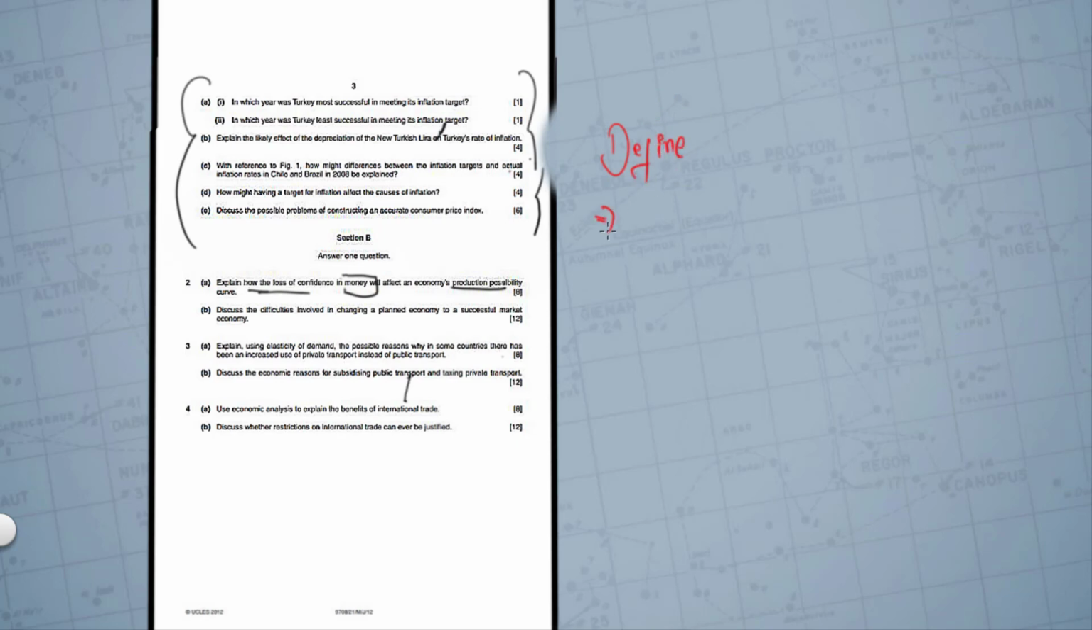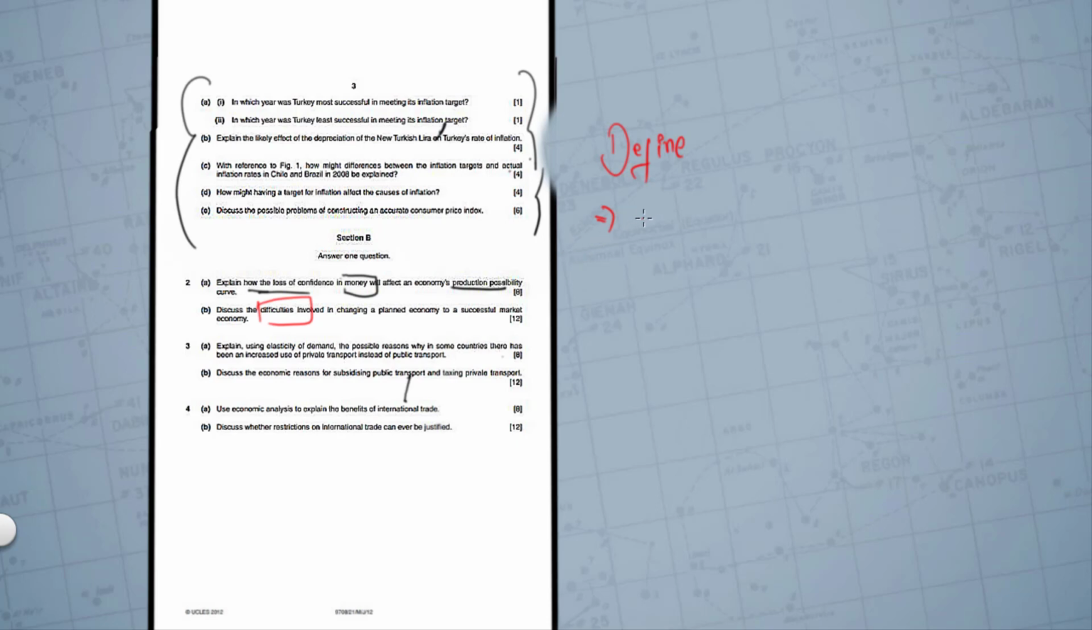Now, before we actually do that, we need to understand what the question is focusing on. Discuss the difficulties involved. Basically, they want you to discuss the transitional process. They want you to discuss what problems you might have when you go from one to the other. So that's the main focus of the question.